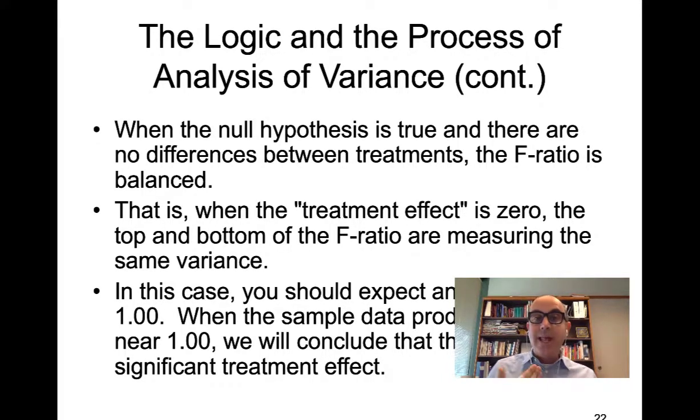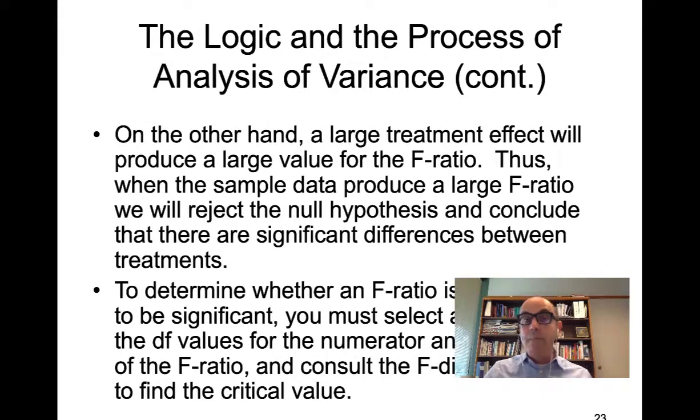The logic when we are stating the null hypothesis is true, and there is no difference between the treatments, is that the F ratio is balanced. When the treatment effect is zero, the top and the bottom of the F ratio measure the same variance. In this case, you should expect an F ratio near 1, and when the sample data produce an F ratio near 1, we conclude there is no significant treatment effect based on our study.